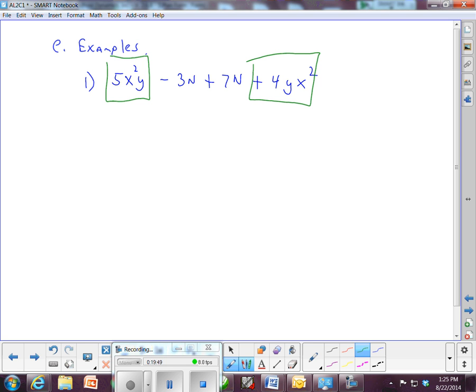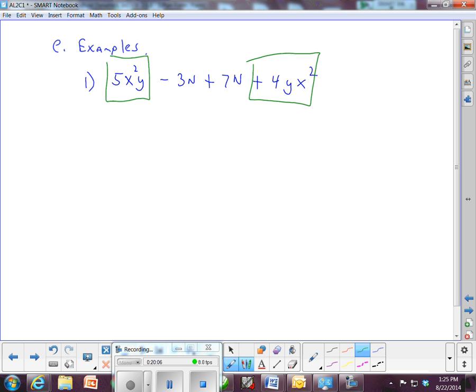You know, if you remember back, what property tells you that the order of things doesn't matter as long as they're being multiplied or added? And that would be the commutative property, right? And so 5x squared y is the same as an x squared y is the same as a yx squared.